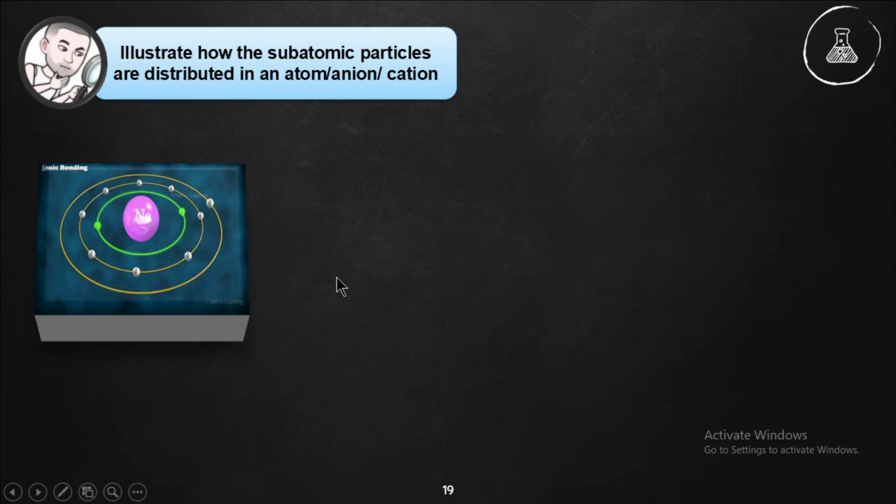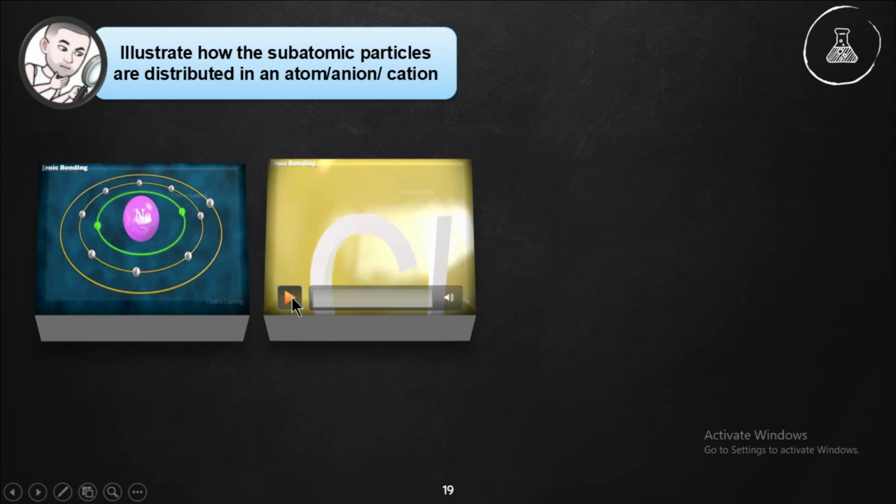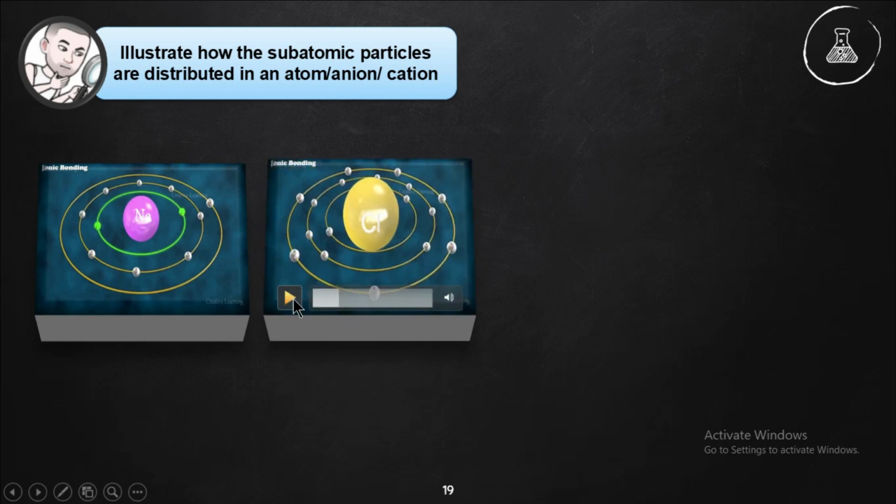Okay? Yung pangalawa naman is si chlorine. Si chlorine naman, ito yung kanyang structure. Same lang sila ni sodium. Si chlorine ay meron din 3 shells. Yung unang shell niya, 2 electrons ang kayang i-carry. Yung pangalawa is 8 electrons. Tapos yung pangatlong shell niya ay 7 yung electrons niya.